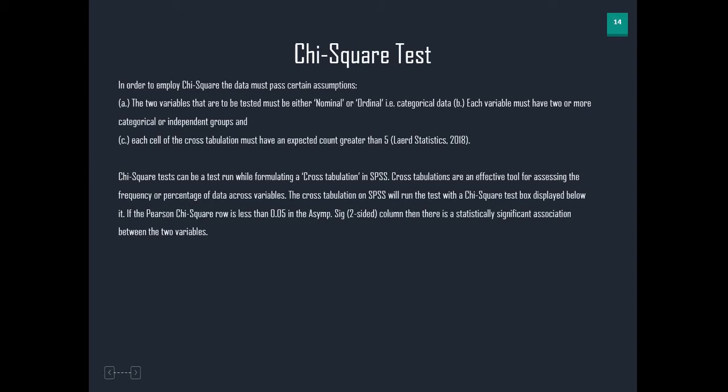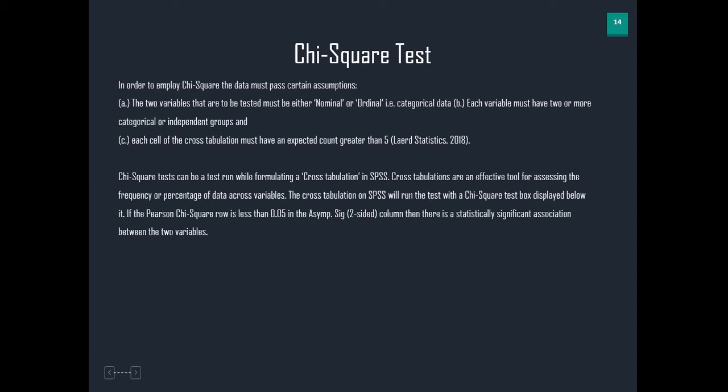And also, the expected count is important to know, because SPSS, as we discussed earlier in our hypothesis session, runs on the null hypothesis. So if it's expecting no difference between the two variables, it will give you a value of what is expected to be in that particular box. The closer you are to that, the more likely there isn't a significance. The further away you are, the more likely there is a significance.